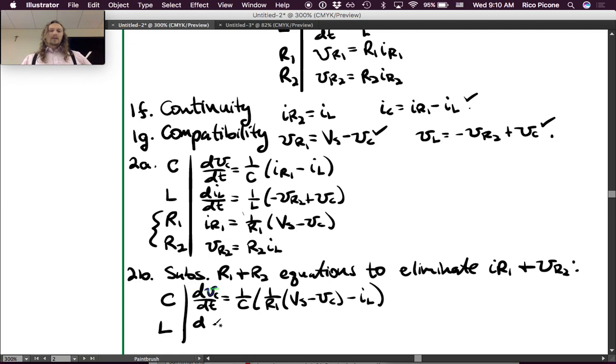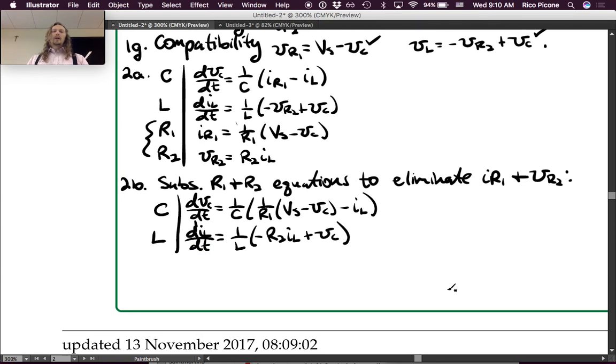The second equation is dIL/dt equals 1 over L times, so negative VR2, we can substitute in this expression for VR2. So negative R2 IL plus VC, which is a state variable, so we don't need to get rid of that. And we are good to go.